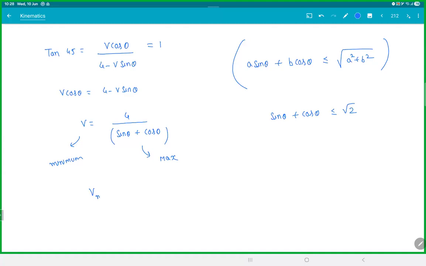Therefore, the minimum speed will occur when the denominator is maximum. The maximum value of the denominator is root 2, so v is 4 by root 2, which is 2 root 2. Okay with this? And this actually occurs when theta is 45. That means this boy is going with a speed of 2 root 2 meters per second at an angle of 45 degrees from the bus. If you go that way, you can cross the road safely with a minimum speed.